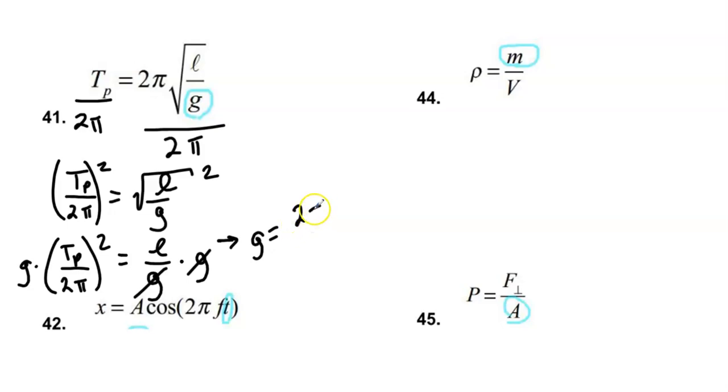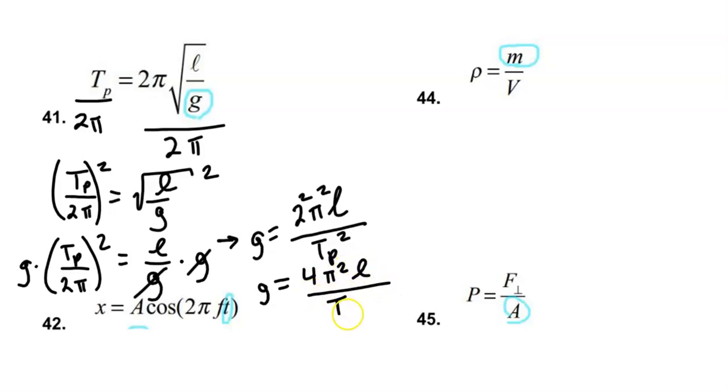The 2 pi will be on the top after we divide by T_p over 2 pi. So 2 pi L over T_p, that's squared, and that's squared, and that's squared. Most people would write 2 squared as 4, so I'm going to do that to not be a rebel. 4 pi squared L over T_p squared. What an expression that is. That one made me work for it.